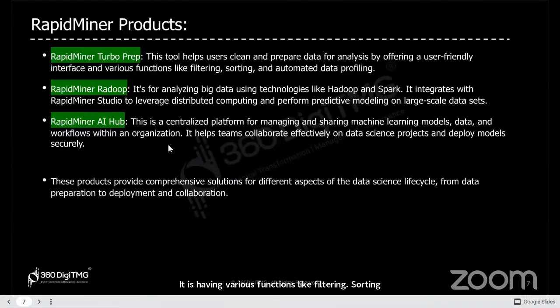The last two that we have: last but one, RapidMiner Radoop. What is this one? It is for analyzing big data using technologies like Hadoop and Spark. It integrates with RapidMiner Studio to perform predictive modeling on large-scale data sets. We will see all these things in the coming sessions, so just have a bit of understanding of every product. AI Hub is the last one. This is the centralized platform for managing and sharing machine learning models, data, and workflows within the organization.